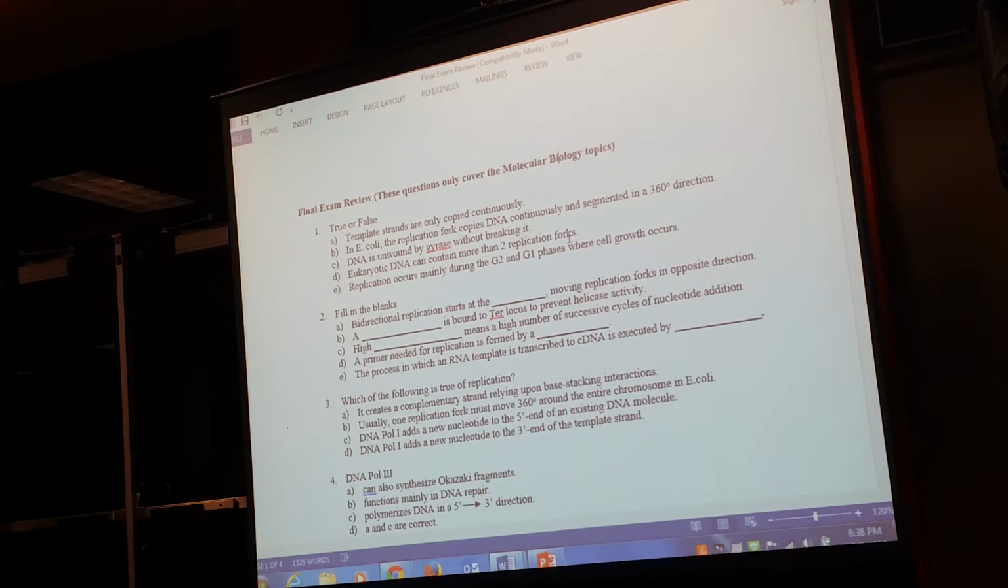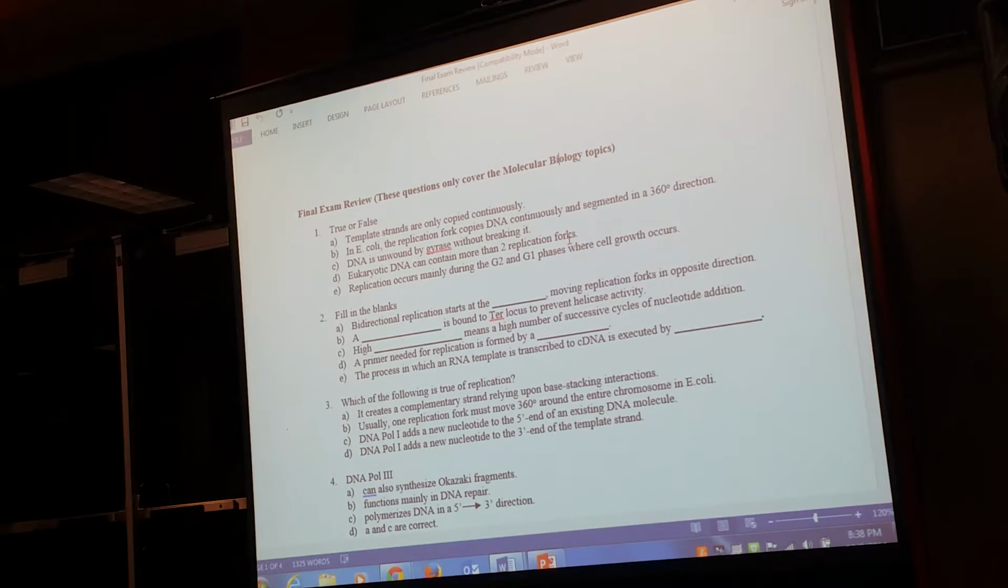Fill in the blanks. Bidirectional replication starts at the what site? So I mentioned this term a lot. At what site does DNA replication start? Origin. Origin of replication, also known as OriC. O-R-I, capital C. A blank is bound to the ter locus to prevent helicase activity. What protein is that? Tus. Very good. I found that the other day.